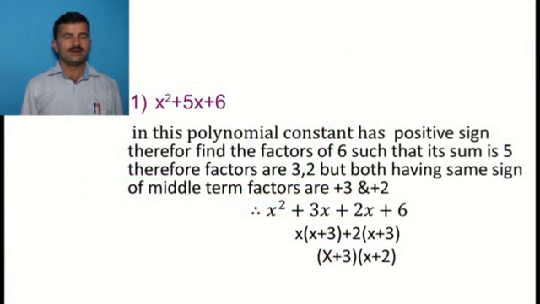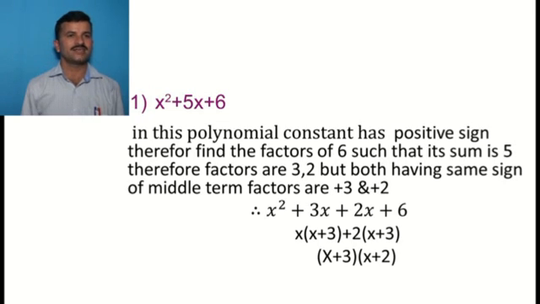You can take one trinomial with degree 2. Here polynomial is x square plus 5x plus 6. Here 6 is the constant and it has a positive sign. Therefore you have to find the factors of 6 with sum equal to 5 because 6 has a positive sign.